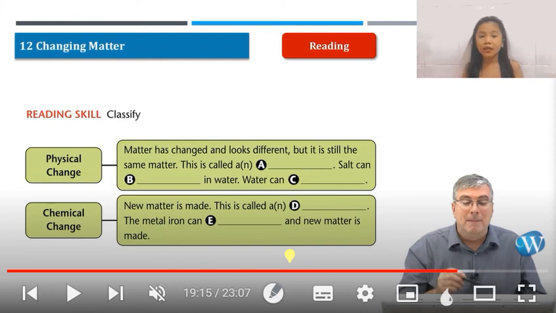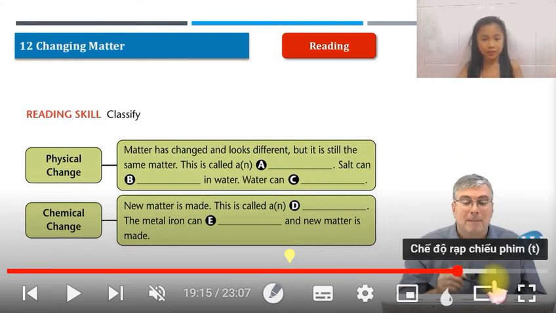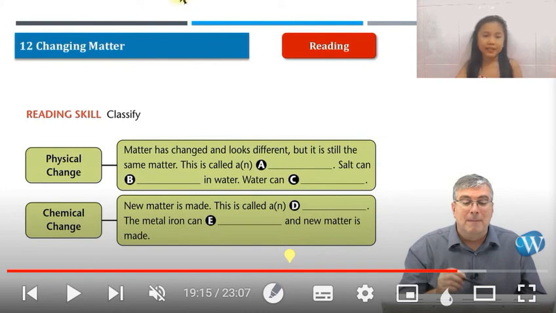Chemical change. New matter is made. This is called a chemical change. The metal iron can rust, and new matter is made. Well, that's pretty easy, right?